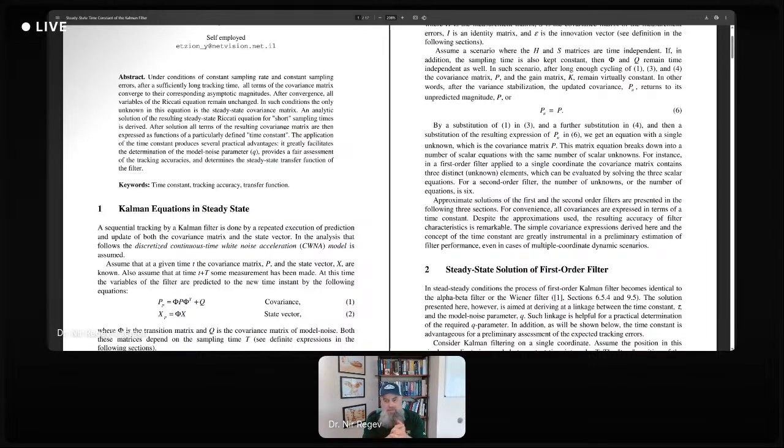So basically, what he says is that the Kalman filter in steady state, under the assumption that the matrices Q, R and the Kalman gain remain completely deterministic and constant, and then we reach the steady state, we can derive some sort of a time constant that is controlling the behavior of this steady state filter or steady state transfer function.